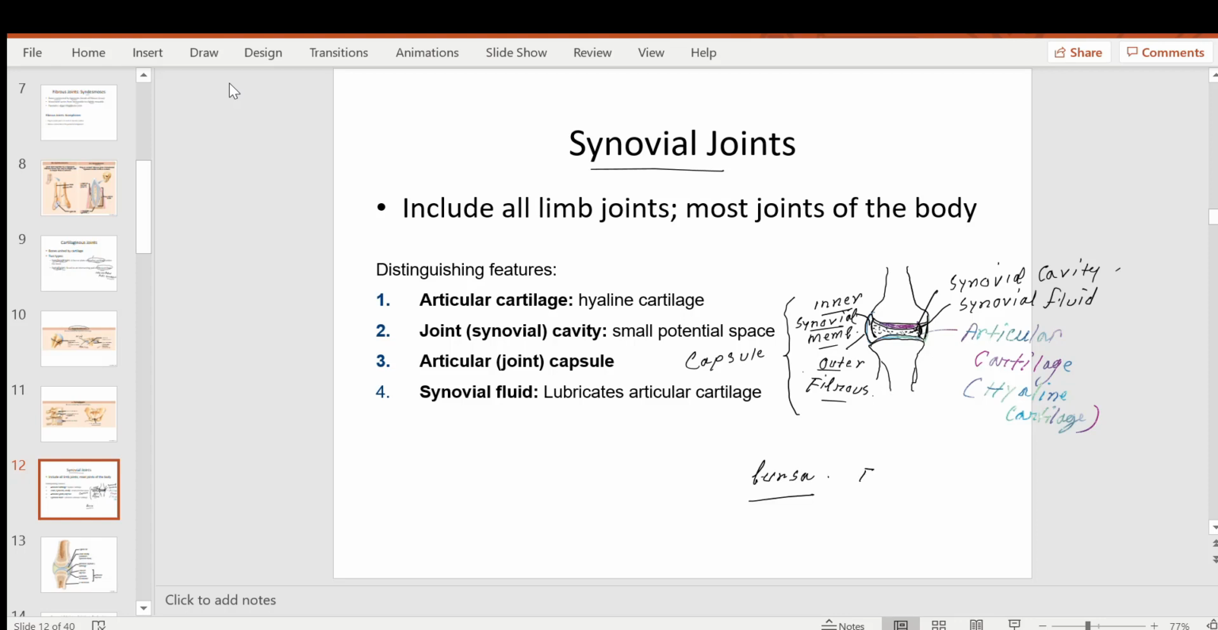Bursa are flattened, fluid-filled membranous sacs. Bursa are present in large synovial joints but not in all synovial joints, so we won't include this as a part of a typical synovial joint.